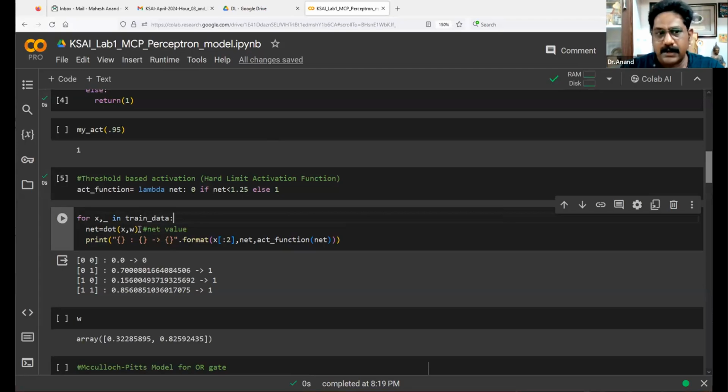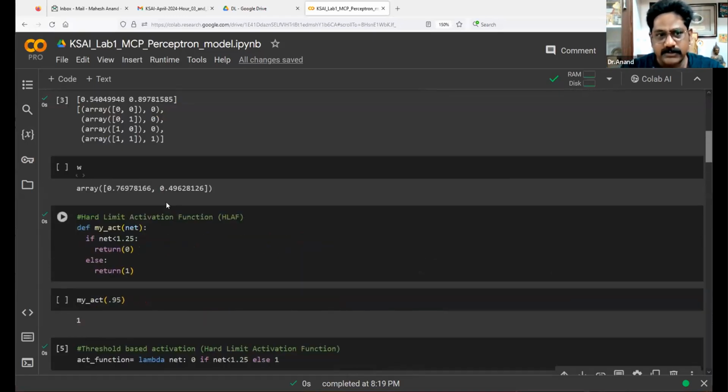X star W, you have to do it. Or rather, I'm using this dot function. What will the dot function do? For the first instance, X will take 0, 0. W is already a row vector. You could see W is a row vector, a 1 by 2 row vector.